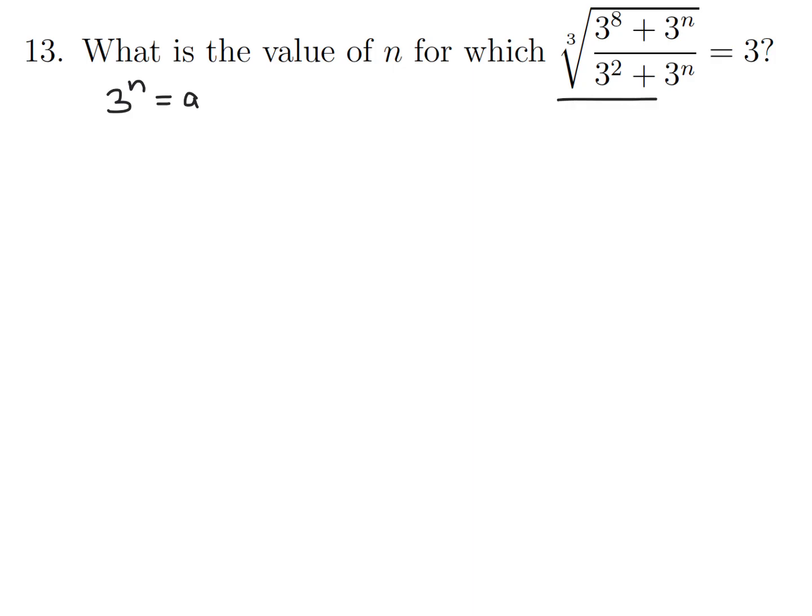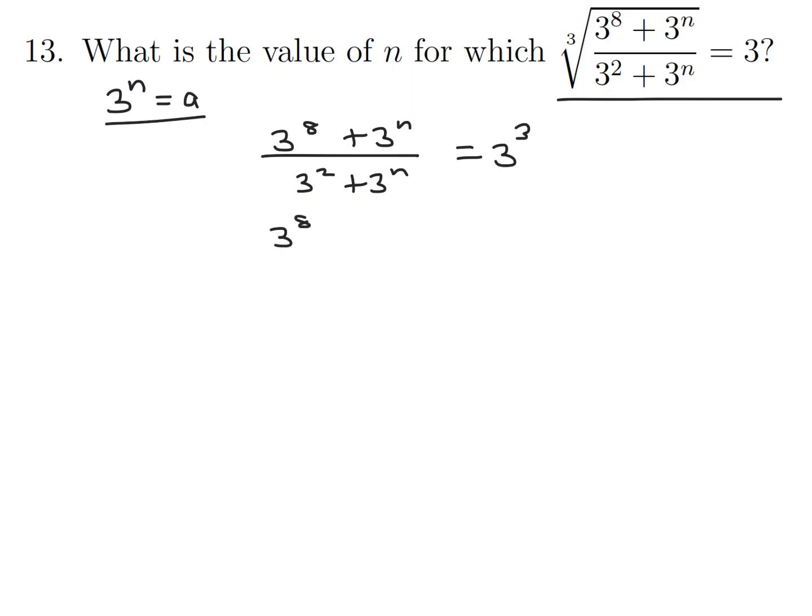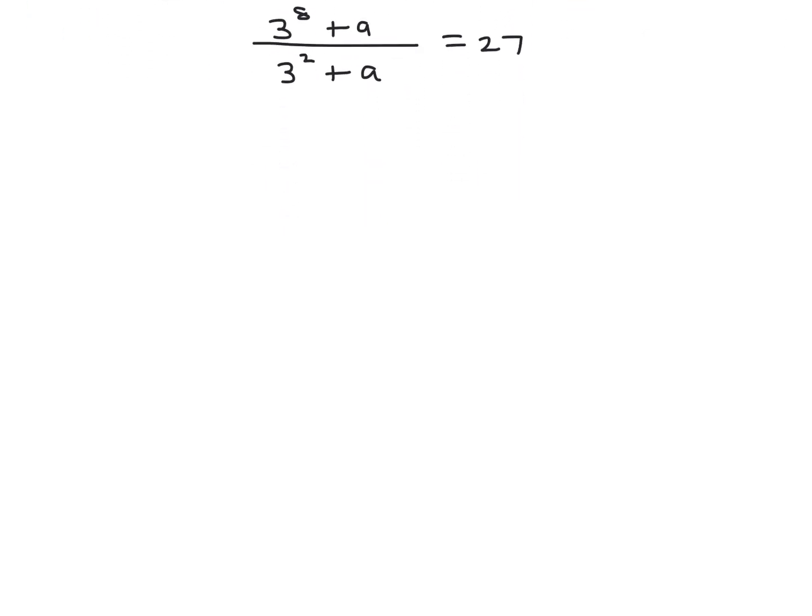The first step, of course, is to take the cube of both sides. That gets rid of that cube root. So this just becomes this, and then this becomes 3 to the power of 3. And then let's make the substitution. So 3 to the power of 8 plus a, over 3 squared plus a, and I believe that's 27. Okay, so now I think this will be a little bit more digestible. So 3 to the power of 8 plus a is equal to, let's see here.